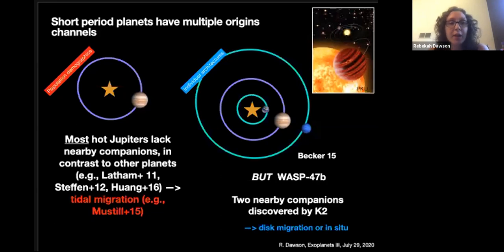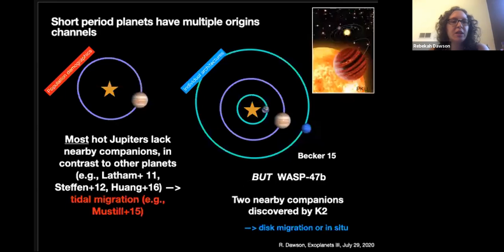However, there's at least one system that is different, WASP-47b, and has two nearby companions. So this is telling us that even if tidal migration is at work in creating many hot Jupiters, there are at least some coming through another mechanism, which may be disk migration or in situ formation.